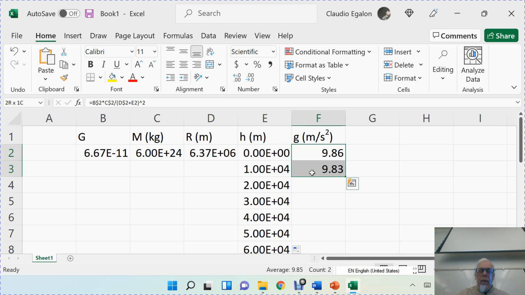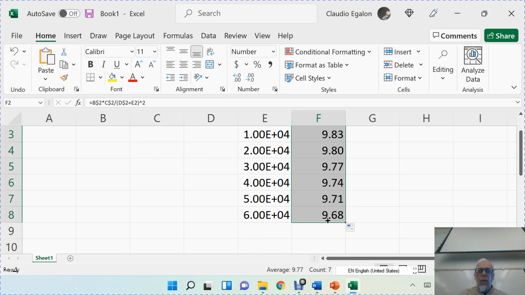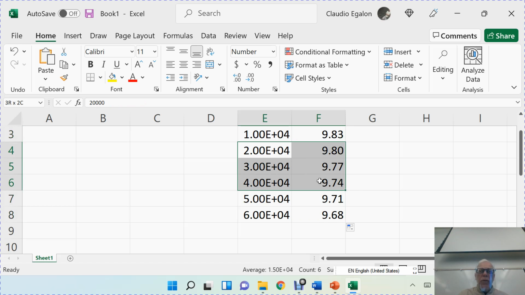Let's see here. Click and drag. So, as we increase in altitude, here is 60,000 meters. 60,000 meters is 180,000 feet. That's the altitude of the Concorde. No, wait a minute. Concorde was 60,000 feet. It's even higher than Concorde. It's 3 times higher.